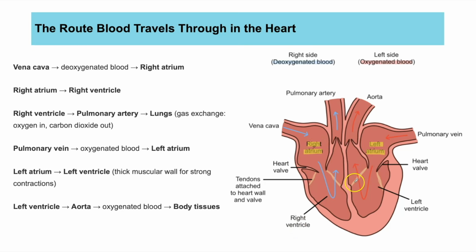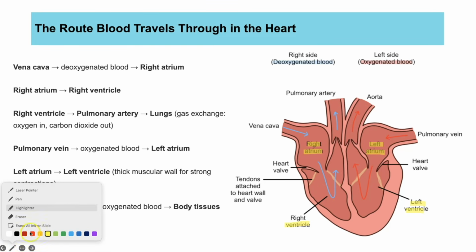The bottom 2 chambers, which are larger, those are known as the ventricles. So here is our right ventricle. And then on this side, we have the left ventricle. So those are the 4 chambers of the heart.